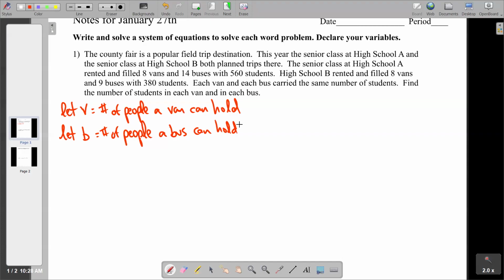Do you have any questions about step one? It's called declaring your variables. It's telling the world, I'm going to use these letters and this is what they stand for. Okay, here comes step two. Step two is to write the equations that represent the situation.